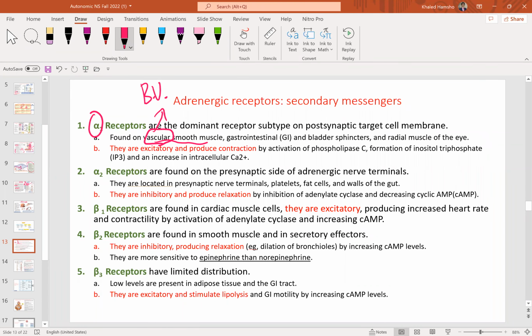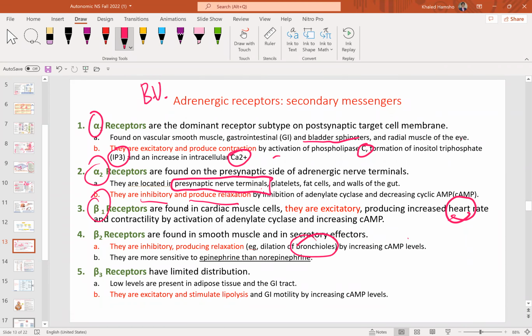And beta 1 receptors, as we mentioned, are mostly on the heart. Beta 2, mostly on the lungs, bronchioles. And beta 3 are on adipocytes or adipose tissue for lipolysis. We already discussed this. I just want to remember something: you said something about cAMP. Basically, beta 1, 2, and 3 all use it the same way.